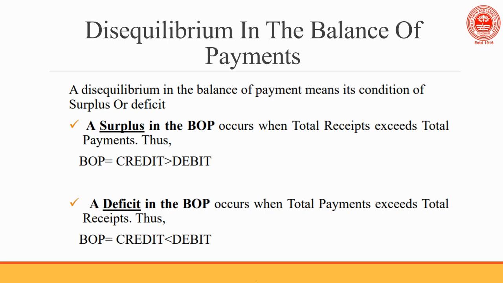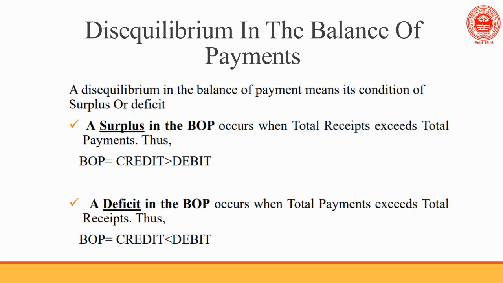On the other hand, there might be a situation of deficit in the balance of payment, and it occurs when the total payments exceed the total receipts, which means that the credit side is less than the debit side total. So there might be a situation of disequilibrium in balance of payments, that is either there may be a surplus or there may be a deficit.